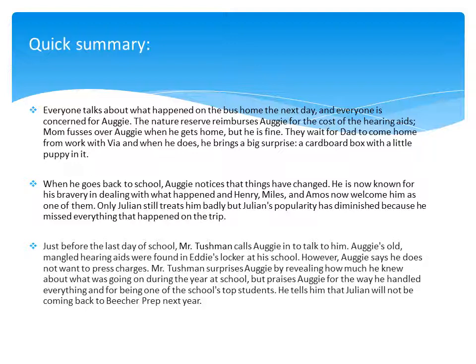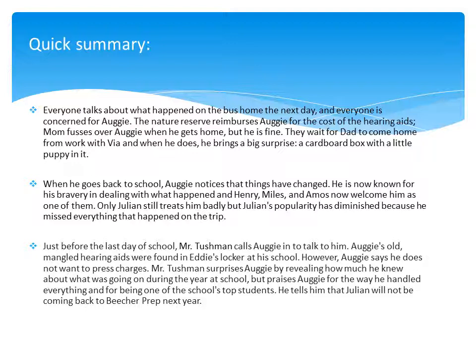Then, just before the last day of school, Mr. Tushman calls Augie in to talk to him. And he says that Augie's hearing aids were found in Eddie's locker at his school, but Augie does not want to press charges against him. And Mr. Tushman then surprises Augie by revealing how much he knew about what was going on during the year at school. Like, he tells him about all the notes in the lockers and how mean Julian has been to Augie and Jack.